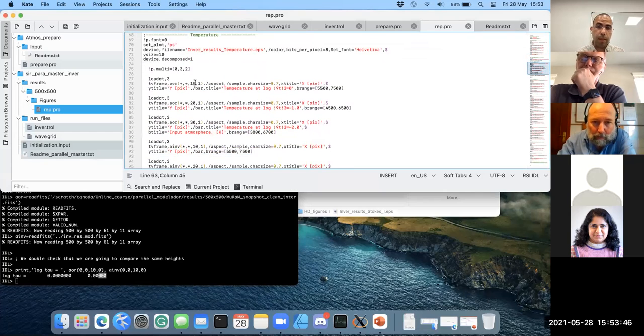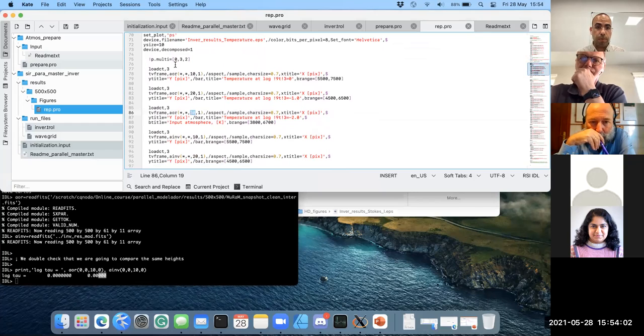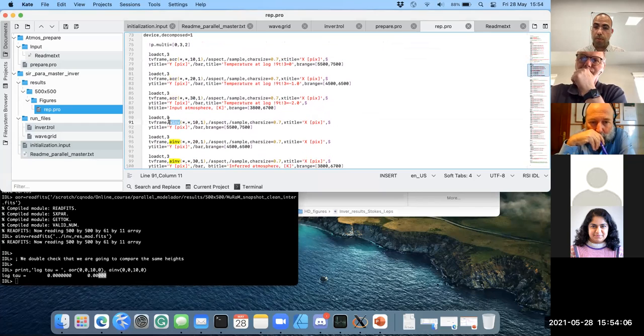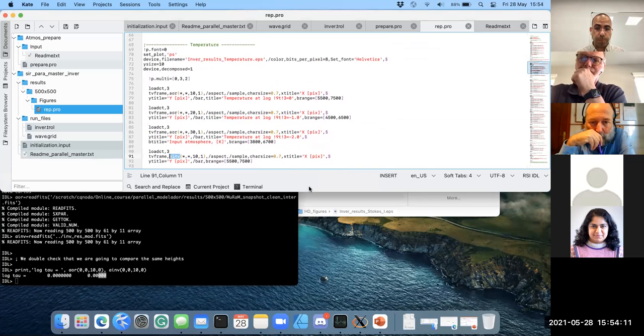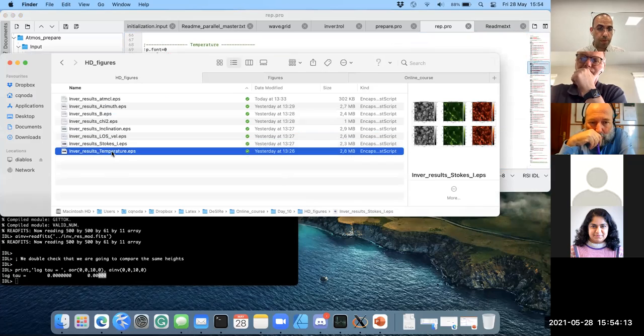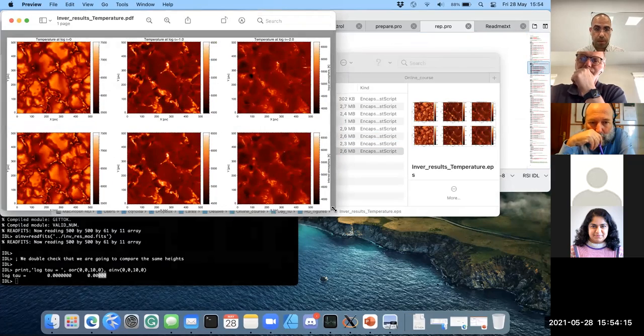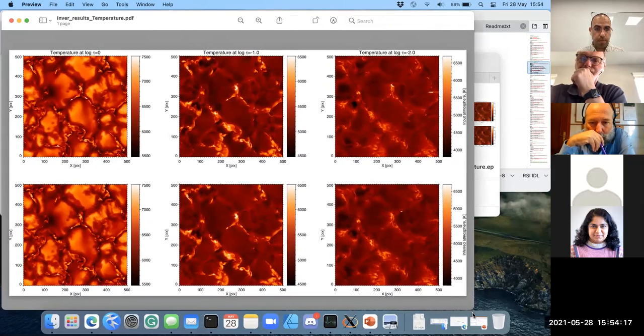So in this case, I'm going to compare at 10, that is log tau 0. Then at 20, as the step is 0.1, this means that this is log tau minus 1. And then 10 points higher, this is log tau minus 2. And then I'm going to compare the original atmosphere with that which the code inverted. In this case it is the temperature. Okay. So if we go to temperature, we have again that the results are really nice.